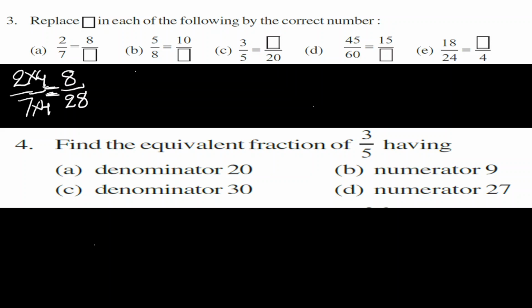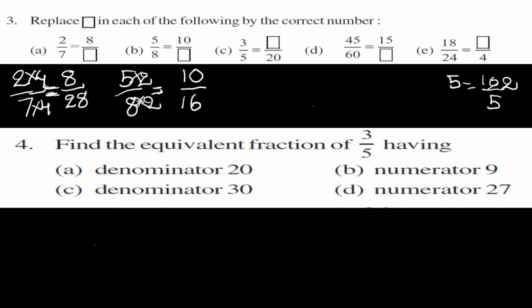And here we need to find out the equivalent fraction of 5 by 8. They have given a hint that the numerator is 10. So this 5 must be multiplied with 2 because 10 by 5 is 2. So we need to multiply 2 into 5 is 10. So we need to multiply both the numerator and denominator with the same number. Now the fraction becomes 10 by 16.